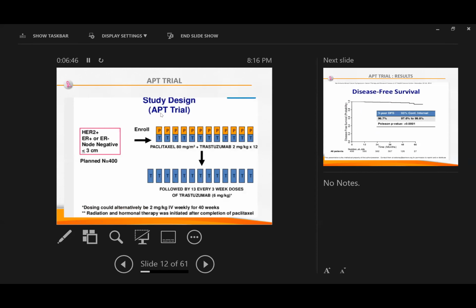So there is a trial called the APT trial, which selected out patients with very early HER2 positive breast cancer. Essentially, these were tumors which were less than 3 centimeters in size and node negative. So these patients only got 12 weeks of weekly paclitaxel and trastuzumab, and then continued their maintenance trastuzumab for 1 year.